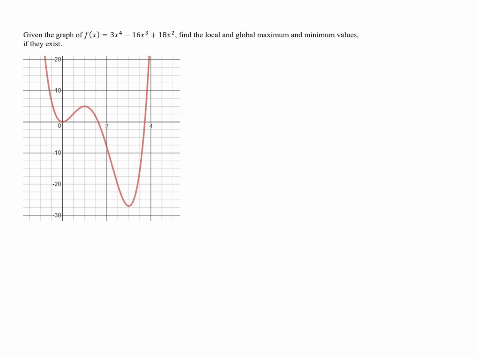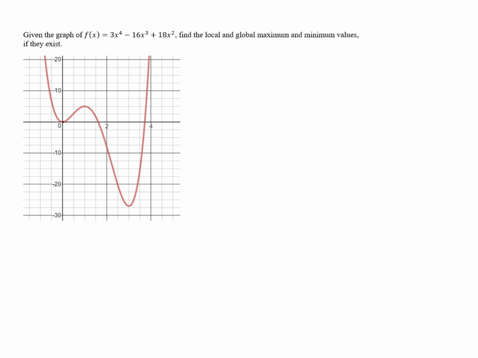Given the graph of f(x) = 3x^4 - 16x^3 + 18x^2, find the local and global maximum and minimum values, if they exist. If we look at this graph, we can see some maximum and minimum values. Let's identify these one at a time.